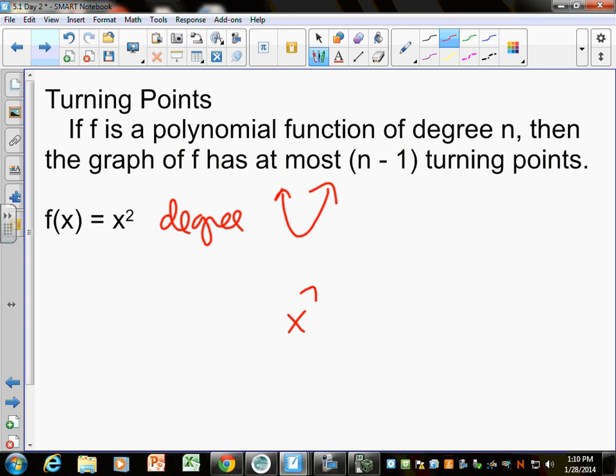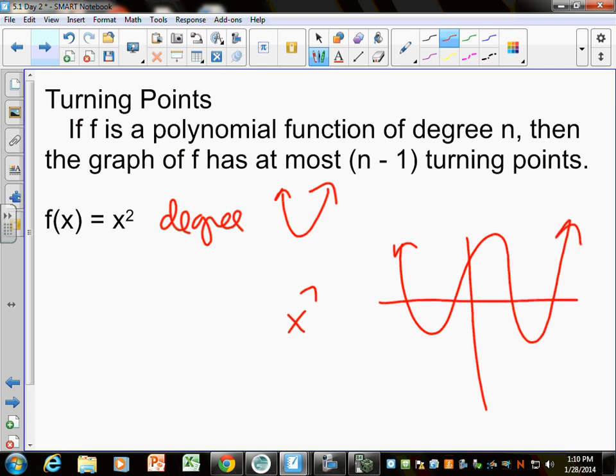No. But if they gave you a graph, you could tell me what the highest degree it could be by looking at the number of turning points, right? Like if I gave you a graph like this, what's the... It has 3 turning points, so that could be a degree 4. Could be higher than a degree 4 because it doesn't necessarily have to have that many, but it has to be at least a degree 4 function. Okay? So that's just turning points.